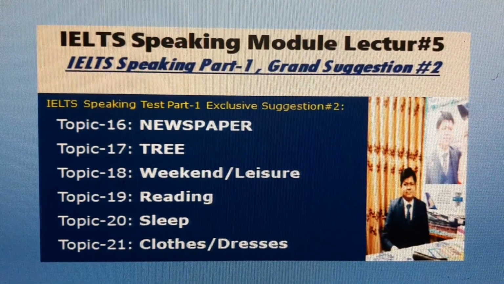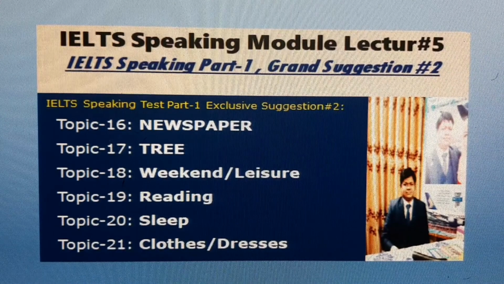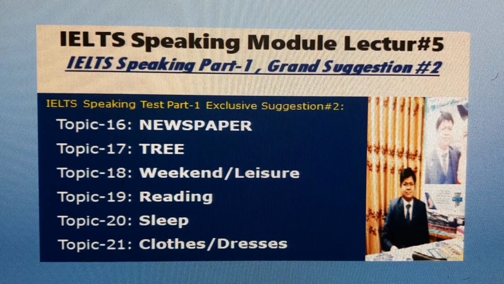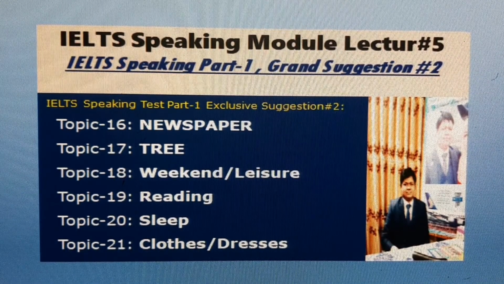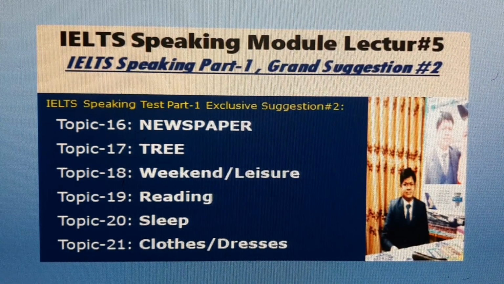IELTS Speaking Part 1, Grand Suggestion 2, Familiar Topic 19, Reading. Suggested questions are: question number 1, do you like reading books? Why or why not? Question 2, what kinds of books do you like to read? Question 3, did you read much when you were a child?